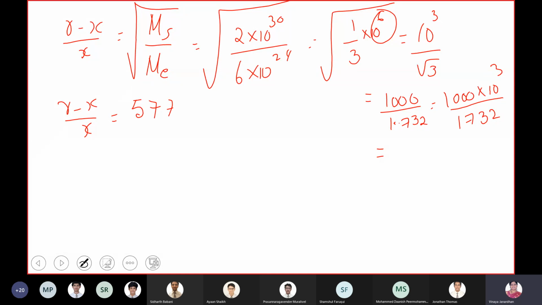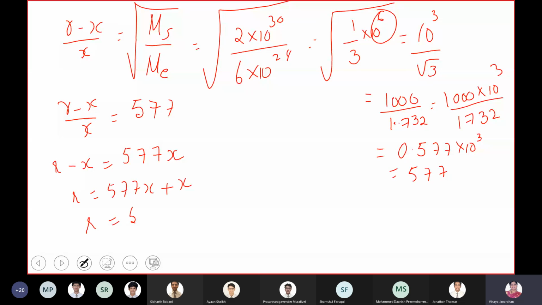So this comes to be somewhere around 0.577 into 10 to the power of 3, or I can write 577. This ratio, correct? So that ratio I am putting over here. So r minus x must be equal to 577x. Because I want to find the value of x, r becomes equal to 577x plus x. So r becomes equal to 578x, or I can write x is equal to r by 578.